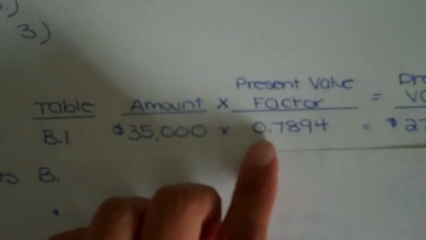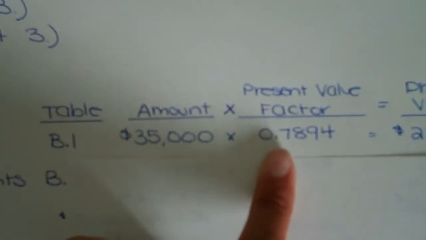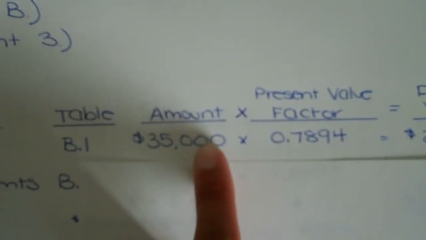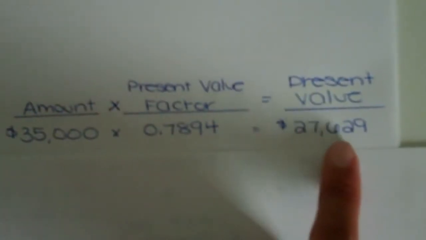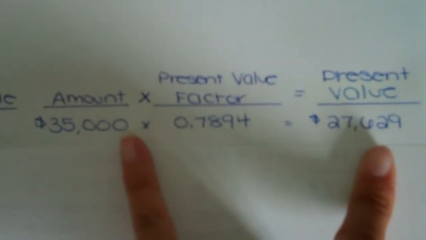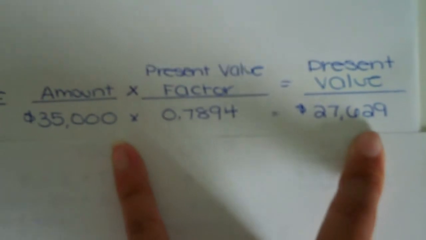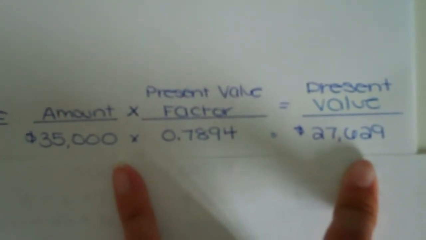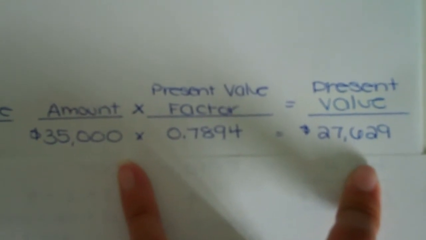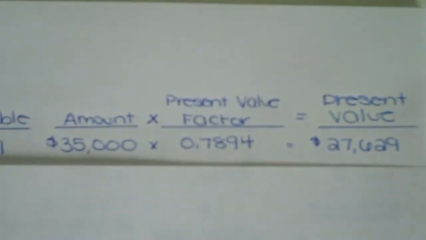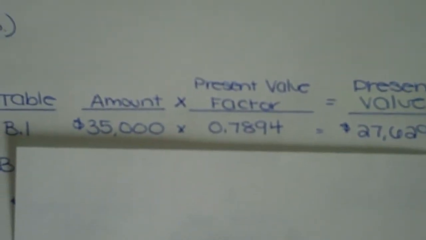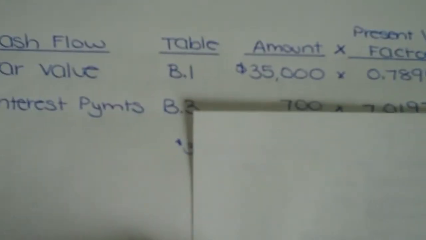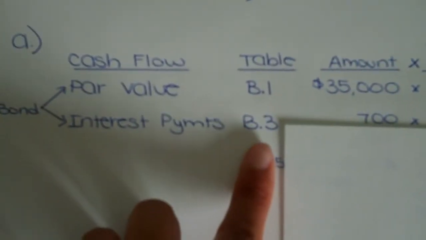We then bring that factor over to our template and multiply it by the par value amount to find the present value of a future payment of $35,000 given today's market interest rate. That present value is $27,629. We'll now go ahead and find the present value factor for the interest payment using table B.3 in your appendix.